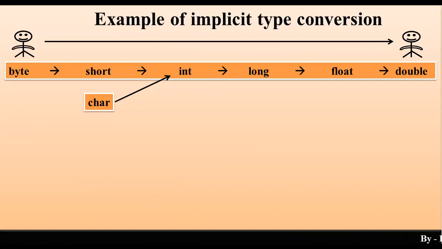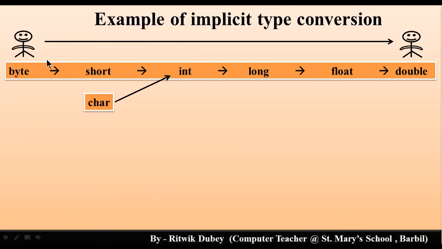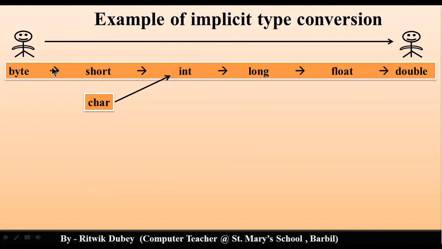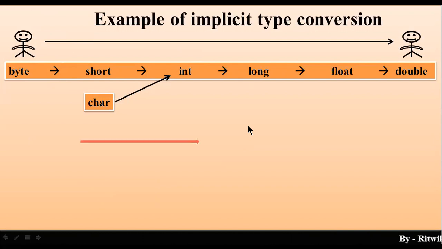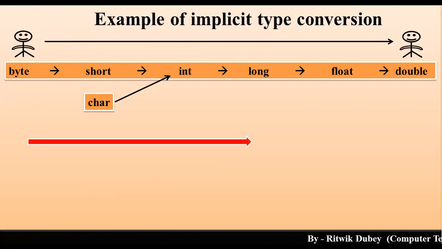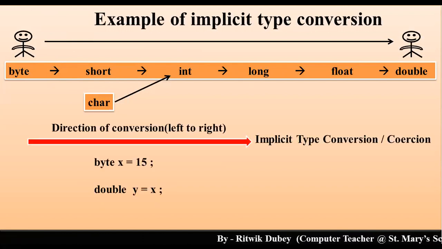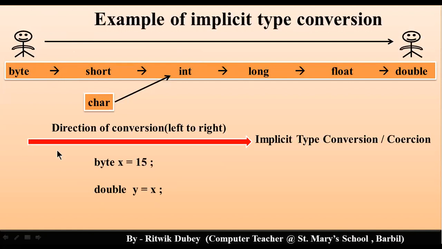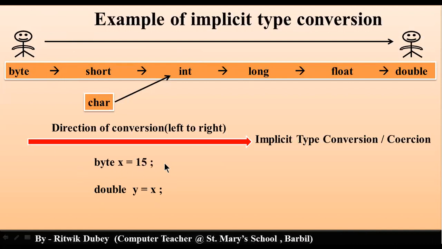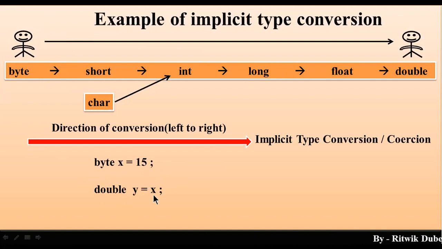Okay, now listen. The statement will be: if you have a byte type value and you are converting that byte type value to double, this will be the statement. First of all, the direction of conversion is left to right. It is implicit, and the statement will be byte x is equal to 15, and then double y is equal to x. So what is double y is equal to x?